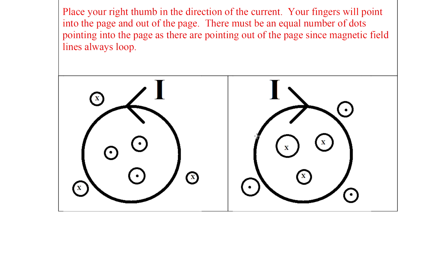So you can see on the bottom left here, my thumb is in the direction of current and I grab the wire. So my fingers go into the page outside of the wire, of the loop, and they go out of the page inside the loop.